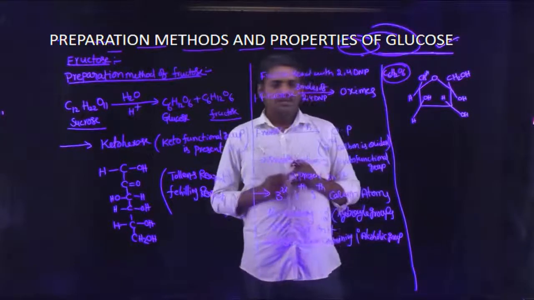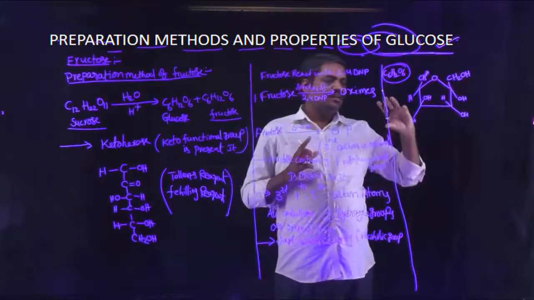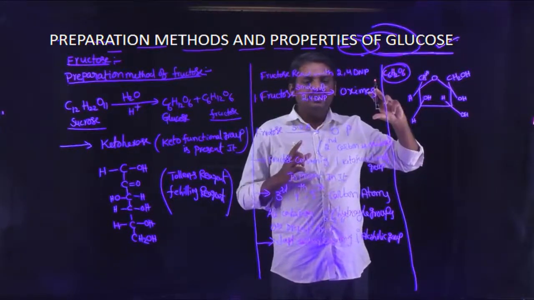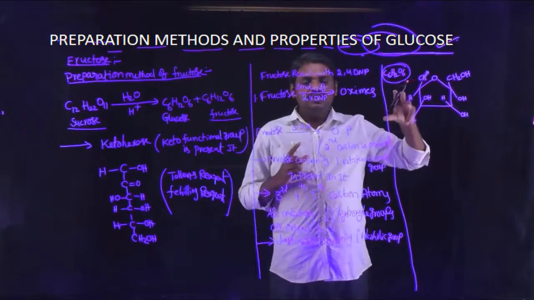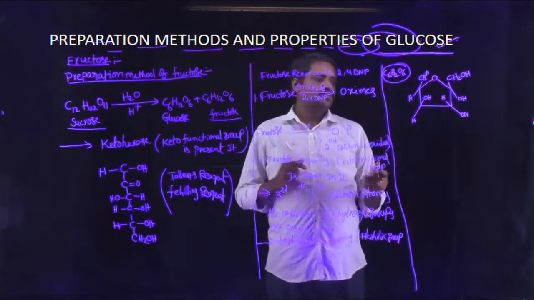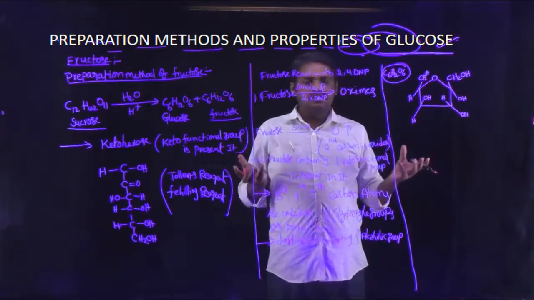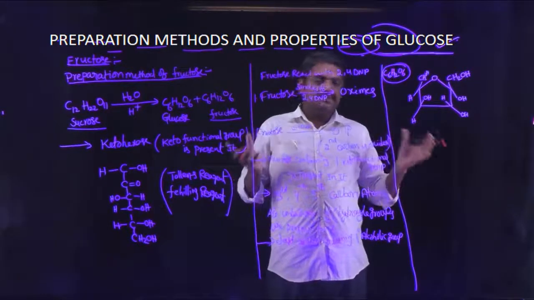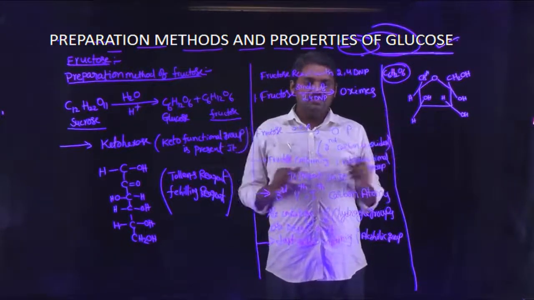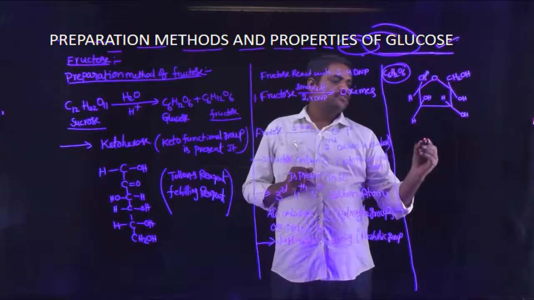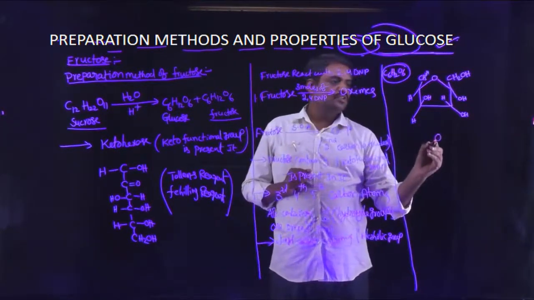So only the carbon orientation differs. These types of units are known as anomers. So alpha D glucose and beta D glucose, alpha D fructose and beta D fructose, these units are anomers. For example, another form of fructose structure is observed.